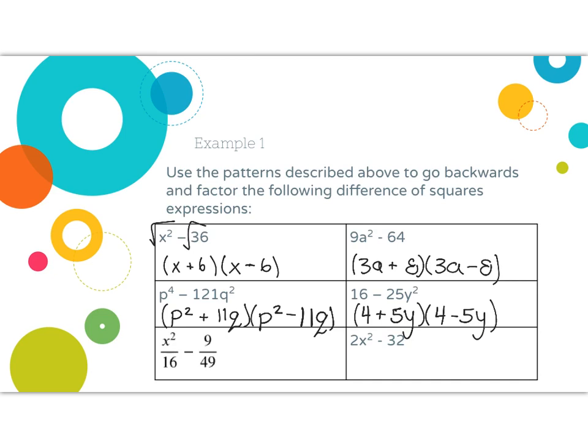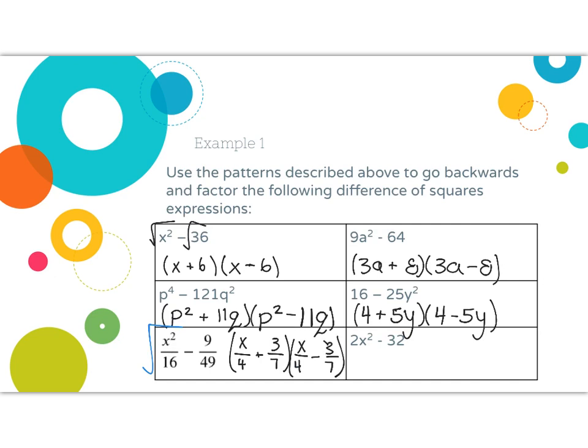This one looks a little bit tricky only because there's a fraction. But we're going to end up with the square root of x squared over 16 is x over 4. So plus the square root of 9 over 49 is 3 over 7. And the square root, again, subtracted.